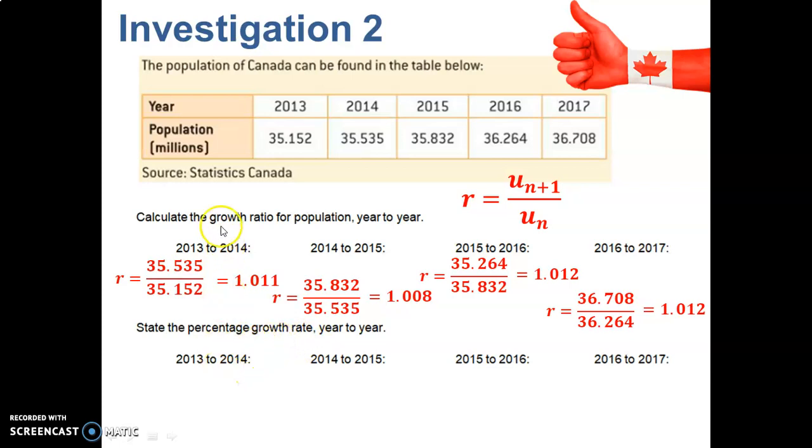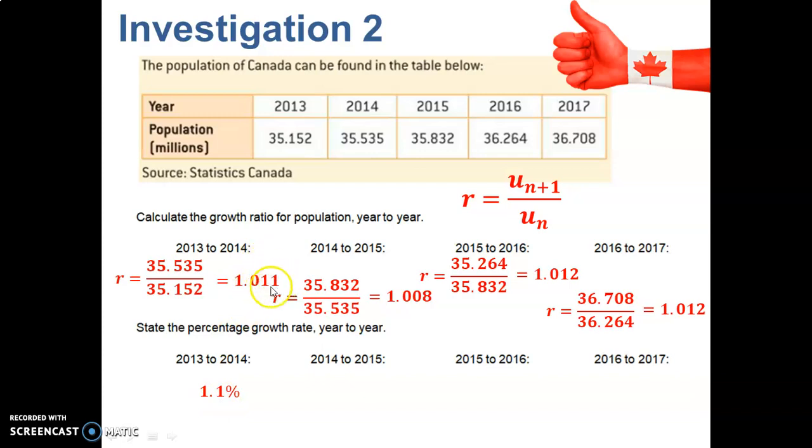So I want you to know the difference between growth ratio and percentage growth rate. Growth ratio is that multiplier. Percentage growth rate is what, if you were to say how much population grows year to year, what is that percent? So look at this first number here and decide, looking at that, how much did the population rise as a percent from year to year? The answer there is 1.1%.